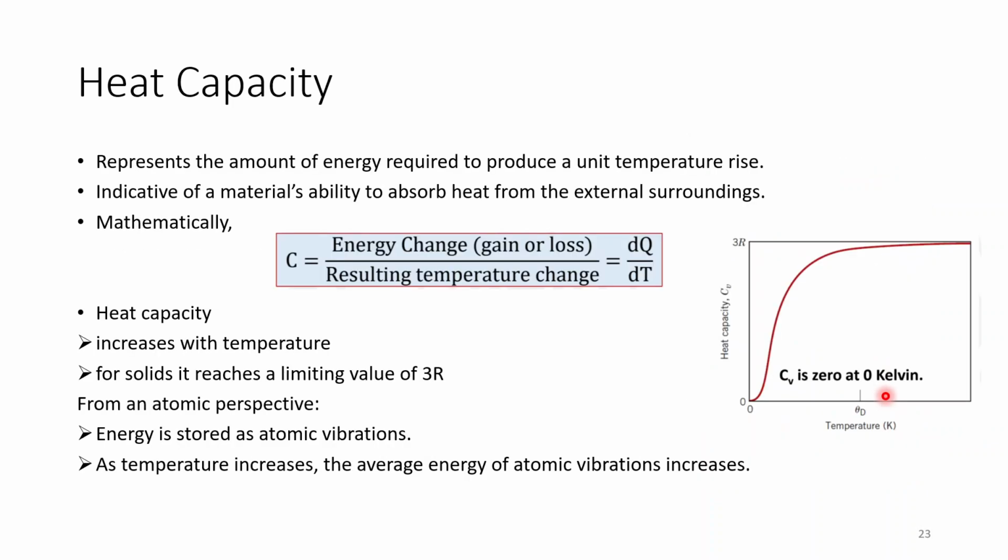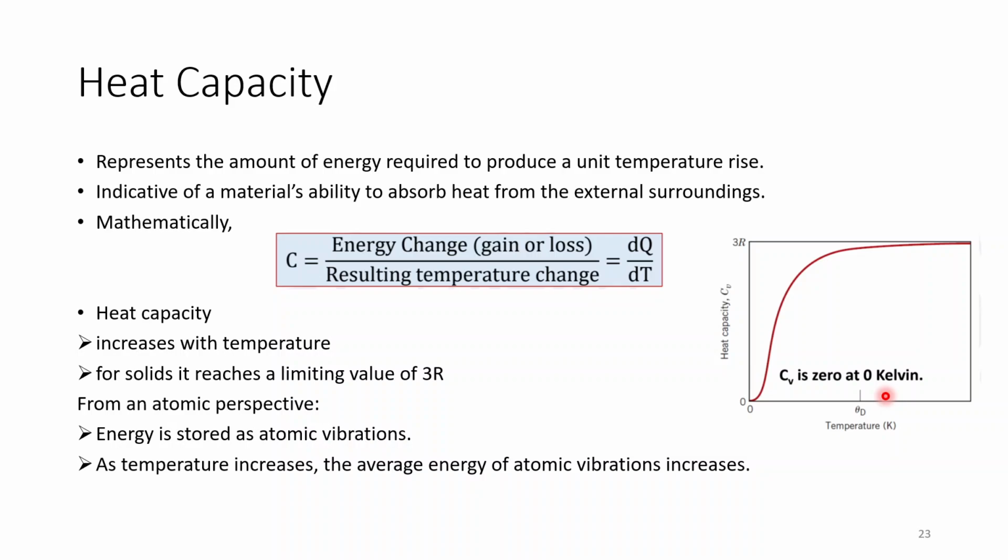Heat capacity represents the amount of energy that is required to produce a unit temperature rise. So if you want to increase a certain material by 1 degree Celsius, how much energy is required to do that? It is indicative of a material's ability to absorb heat from the external surroundings. Mathematically, heat capacity is the energy change, gain or loss, divided by the resulting temperature change. So dQ upon dT will be your Cp.